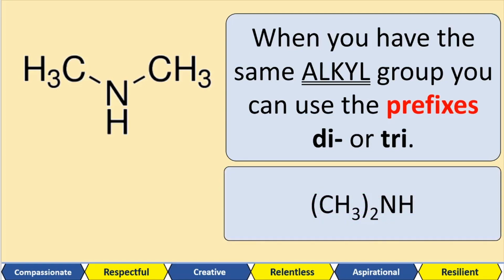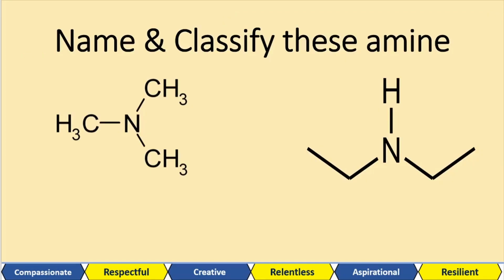So in this instance, when we write it as a formula, you see that we've got that methyl group in brackets and 2 on the outside of the brackets, so we've got 2 lots of it. And we can see it's NH, so that's a secondary amine, dimethylamine. Okie dokie, here I've got 2 new molecules, and I would like you to name and classify the amines, okay? Name and classify them.